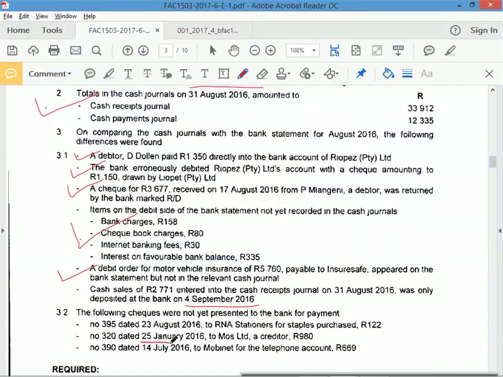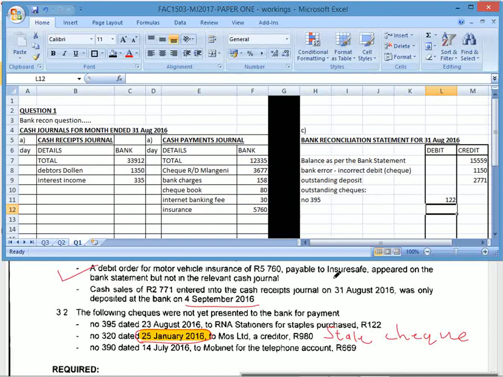This one, though, the date is important. What are we focusing on? We're focusing on August. Right, January to August, how many months ago? More than 6 months. What happens to checks when they are older than 6 months? They become stale. Stale checks always go where? Cash receipts. Okay, because you're undoing a payment that didn't go through, that will never go through.